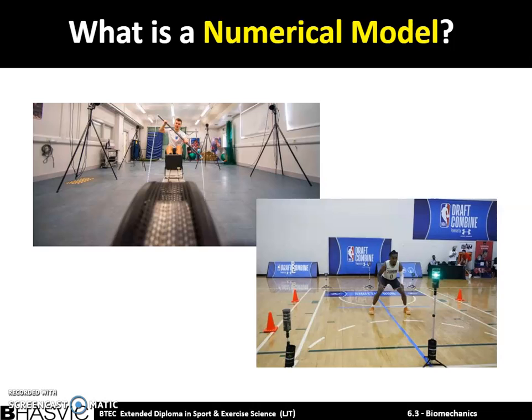There are different parts of the numerical model that can be broken down, and one of them is kinematics, which is the actual motion of objects. This encompasses linear motion, which is motion in a straight line, curvilinear motion, which is a curved motion, angular motion, which is motion around an axis, and general motion, which is linear and angular motion together.